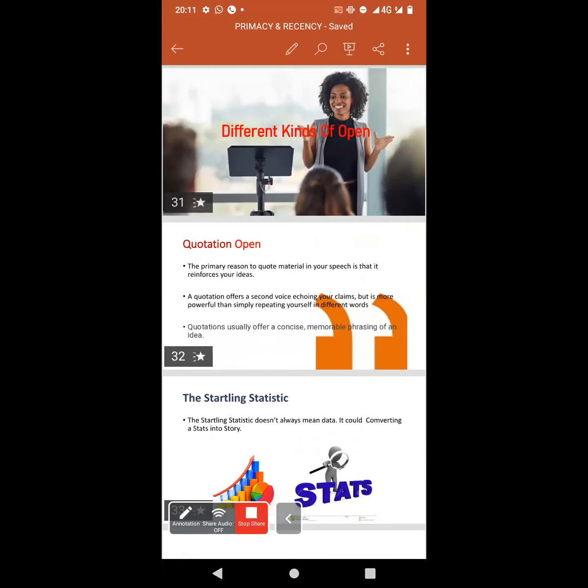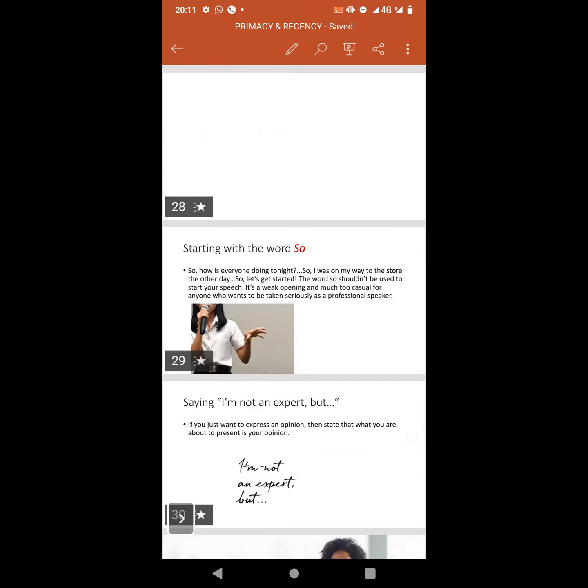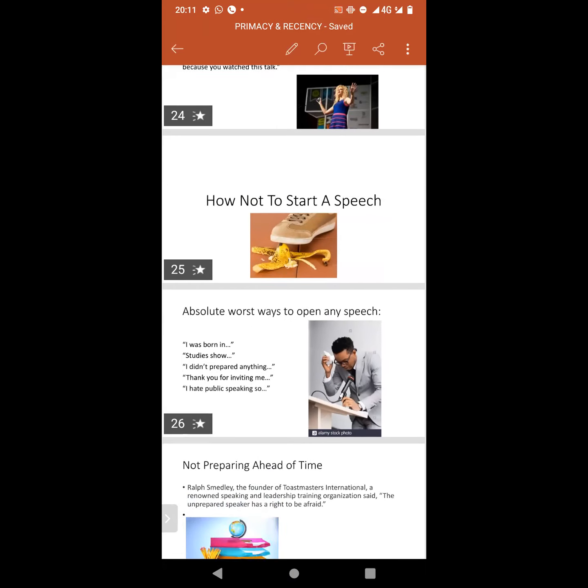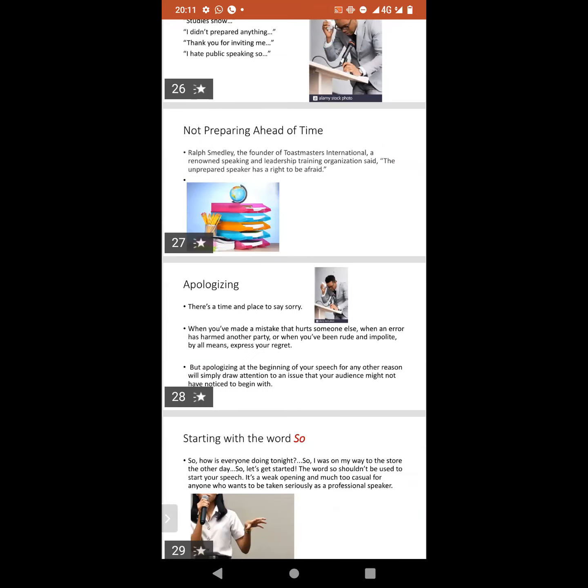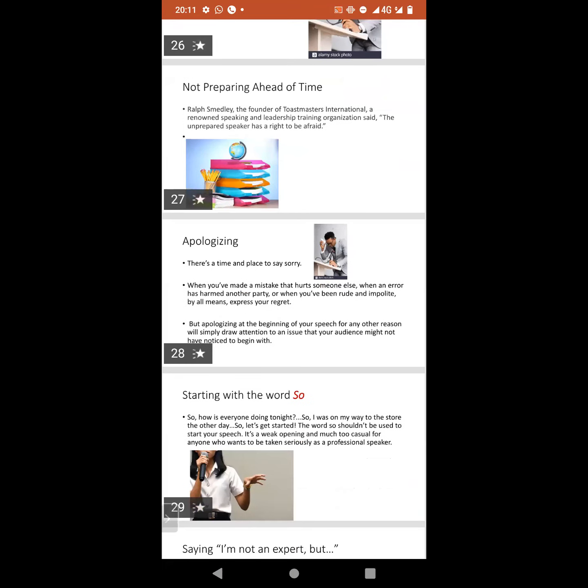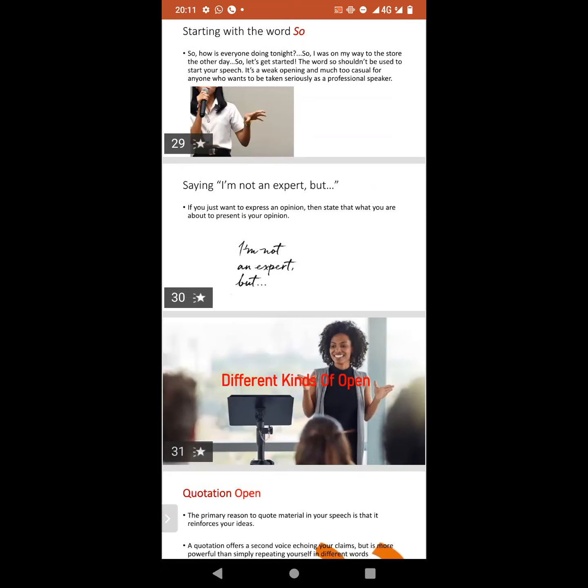We also discussed how not to start a speech. We gave you ideas on what to do, how it is important that you don't apologize when you're starting a speech, no matter the situation, unless there's a very genuine reason for you to apologize. You don't want to start on that footing. You don't want to give the audience the impression that you are not in charge. We also said that you should not start with so. So is very weak. Don't say I'm not an expert, but share your opinion. They want to hear your opinion.